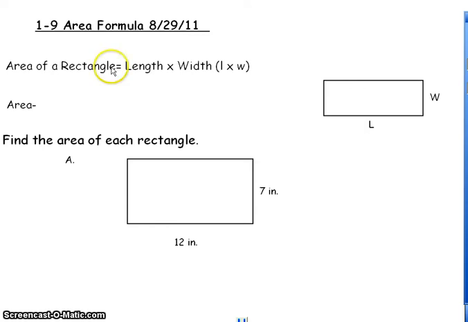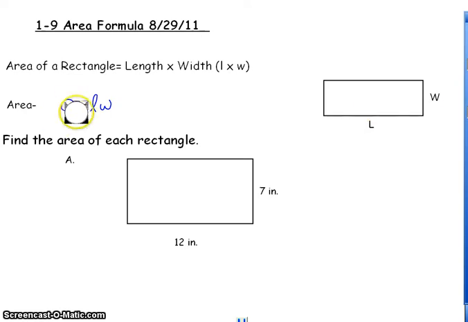So the area of a rectangle is found by taking the length times the width. We call it L times W. A lot of times you'll see it written as A equals LW because we don't need to put a multiplication sign between the two. When you're deciding what the length and the width are, you can choose whichever one you want. It really does not matter. It won't change the answer to your area. So go ahead and pick a length and a width and you multiply them together.